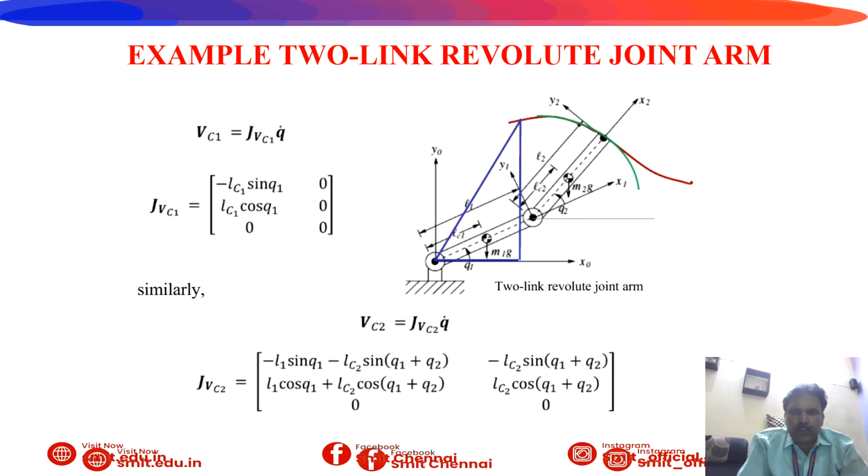Then an example for the two-link revolute joint arm. This has two links, link L1 and L2, with angles theta 1 and theta 2.